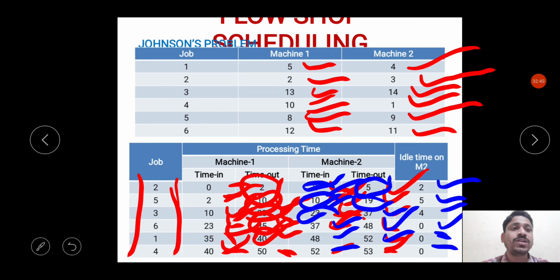So what is the total idle time for machine 2? 2 plus 5 plus 4, 11 hours. So the same thing you will get if you calculate this by using a Gantt chart or in the table also, no problem. So this is the way of finding out the makespan, and this is the way of finding out the sequence of jobs by using Johnson's algorithm. And this is the way to find out the idle times of various machines by using a Gantt chart or table.